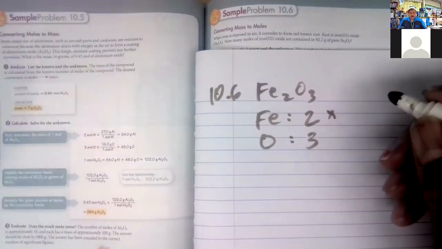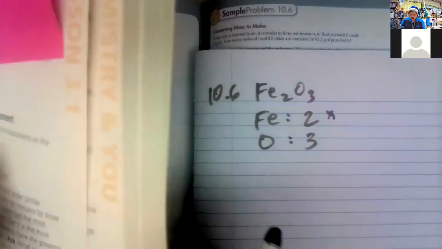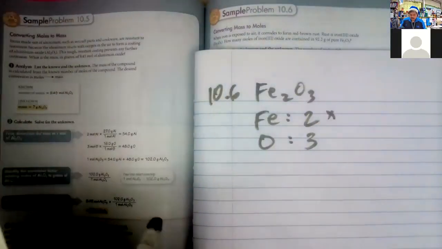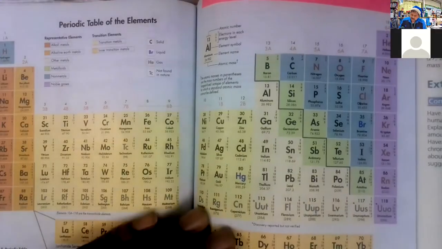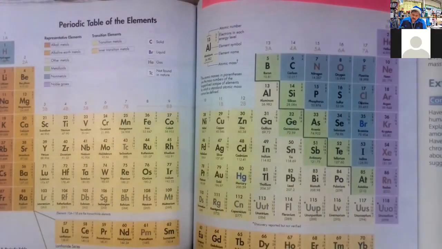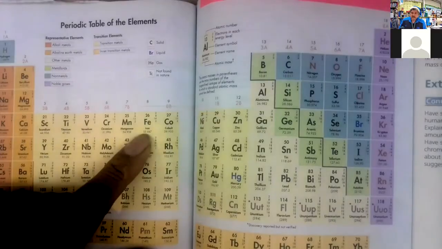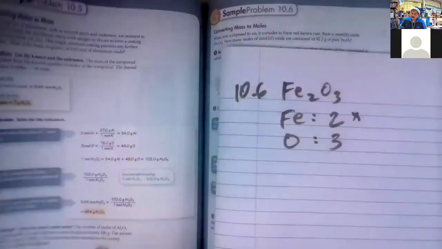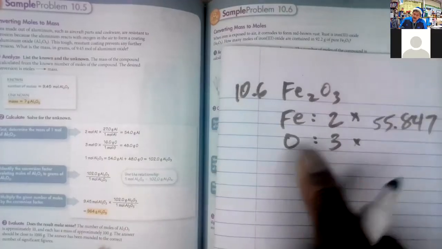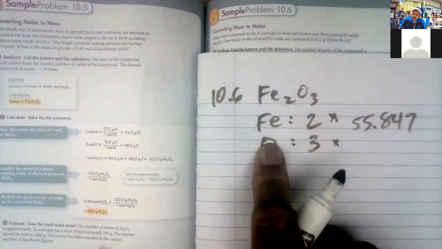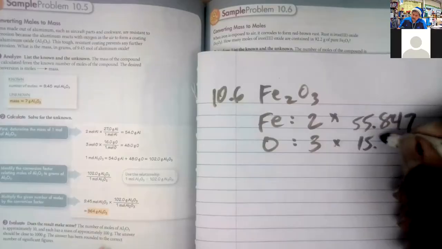So iron, going to the periodic table, which again is on page 160, 160 something. I have a post-it in it. Some books will put this at the very end of the book because you use it so often. Okay, so we're looking for iron. There it is, 55.847. And then oxygen, we have 3 of them, and each of them weighs 15.999.